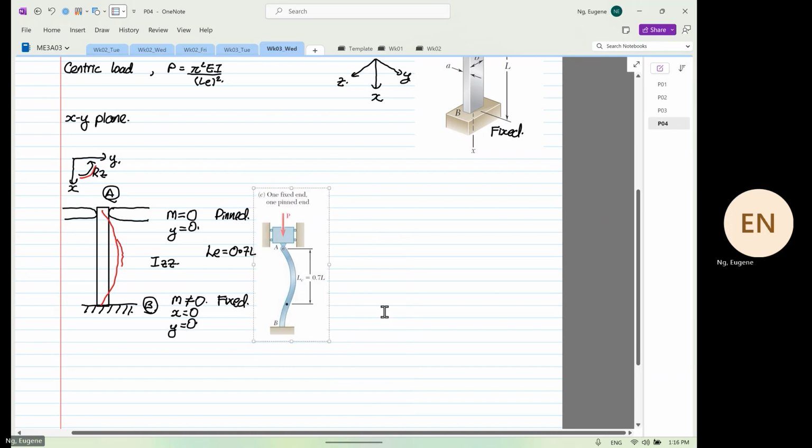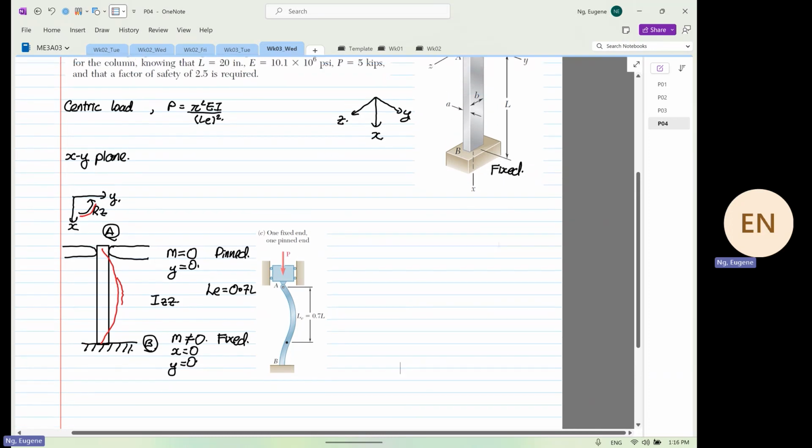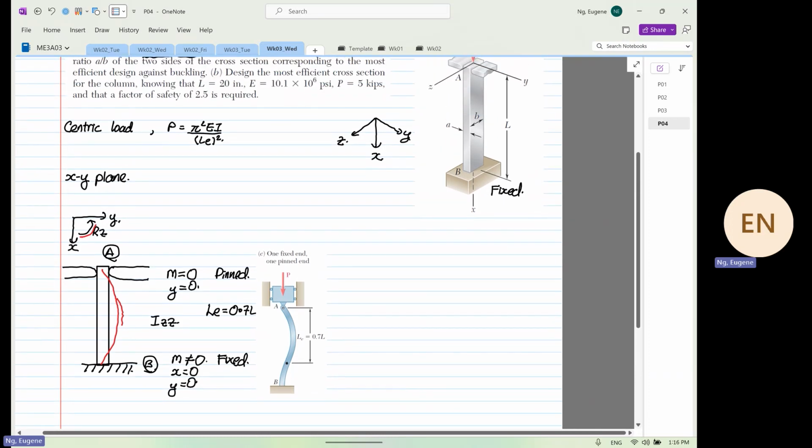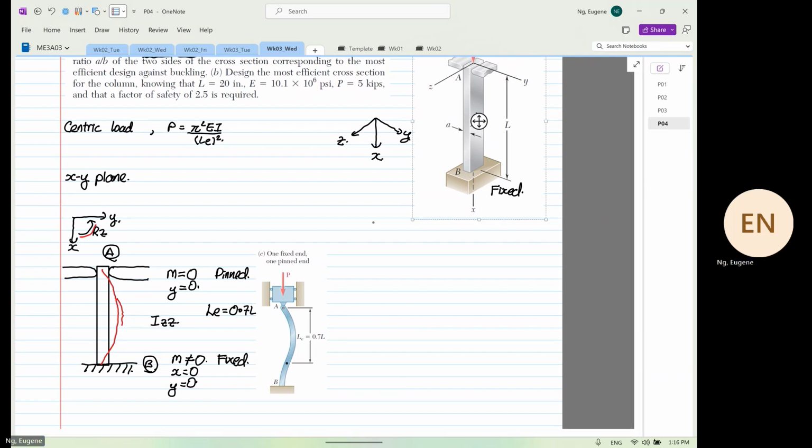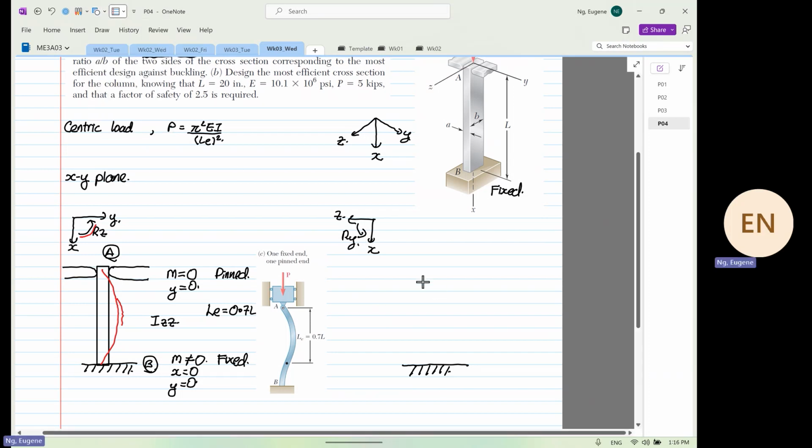Okay. Are we clear? So now we look at the other orientation. The other orientation that the structure will buckle is on the XZ plane. And this is your rotation about Y. Okay. So now we were to sketch this. Now our member will look like this.